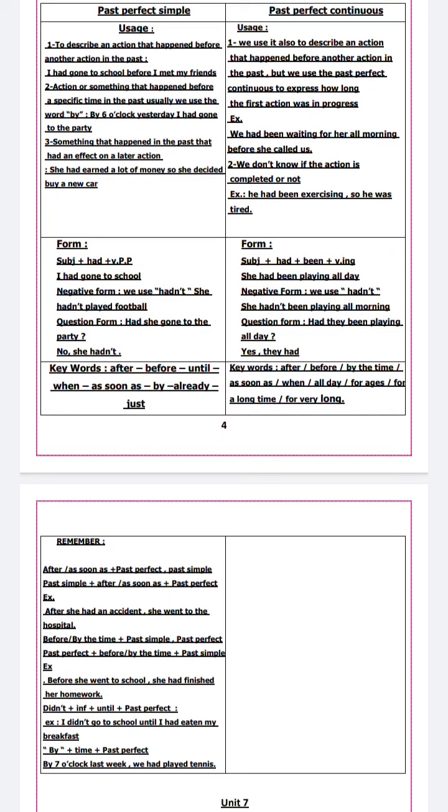The last thing is by plus time plus past perfect. By 7 o'clock last week we had played tennis. We used by, and after it directly we put a specific time: 7 o'clock, 10 o'clock, 1 o'clock, it doesn't matter. Last week we had played tennis, which is the past perfect. Had and the past participle of play is played, tennis.